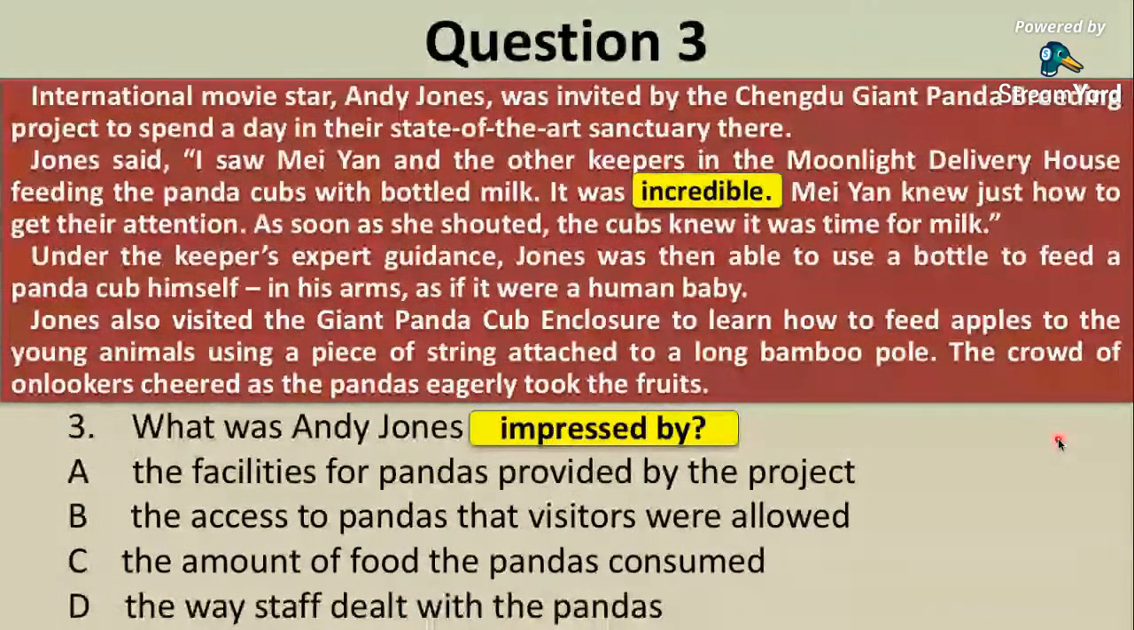Mei Yan knew just how to get their attention. So obviously it's about how the worker handled the cubs. And because of that, number 3, all of you are actually correct. The way staff dealt with the pandas. D. So very good to all of you who answered that. Number 3 is actually D. Or as one of you actually said, D is for diamonds.